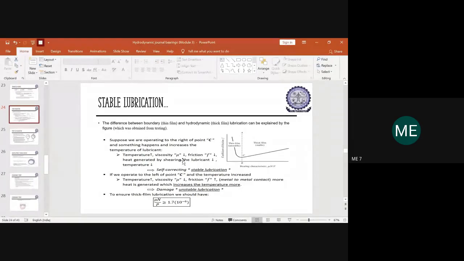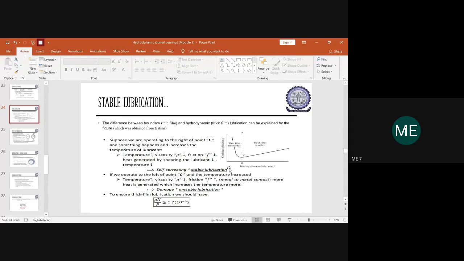So it results in a low value, and due to the viscosity reduction the friction associated with it also reduces. Due to this, the shearing in the lubricant also goes down and the temperature also comes down. This is called a self-correcting stable lubrication.